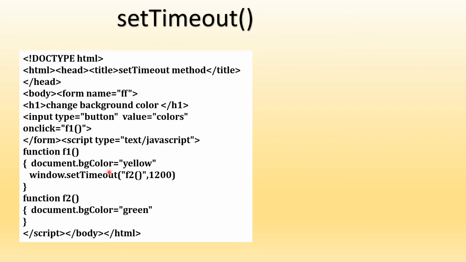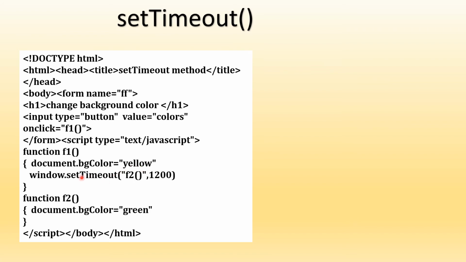I know you remember bgColor, we have already used in 11th standard, where we used bgColor along with body. But this is a property of document where you use bgColor where C is capital. If it is a property, always mention it with an equal to. So once this function F1 is activated, in this function F1 I have to change the background color to yellow. The background color of your document will become yellow.